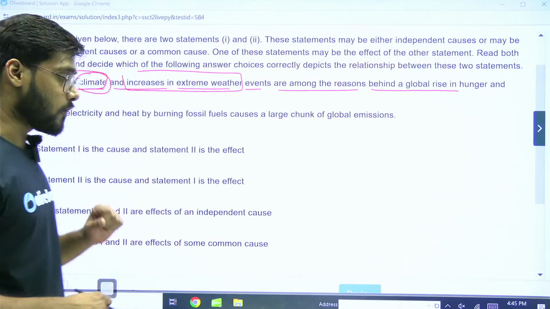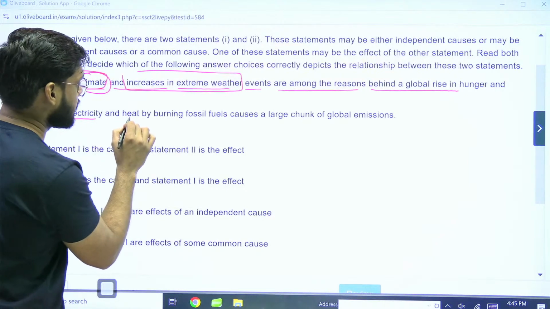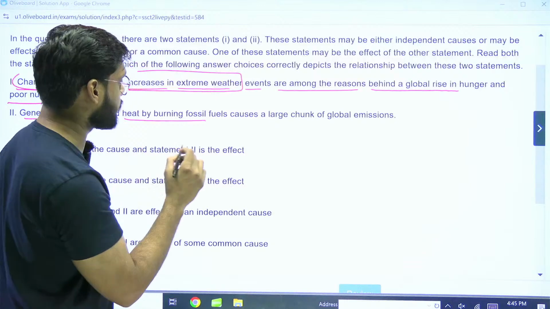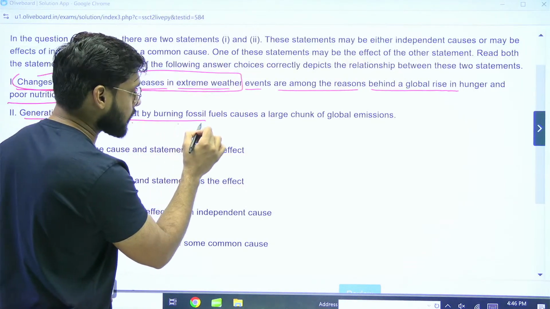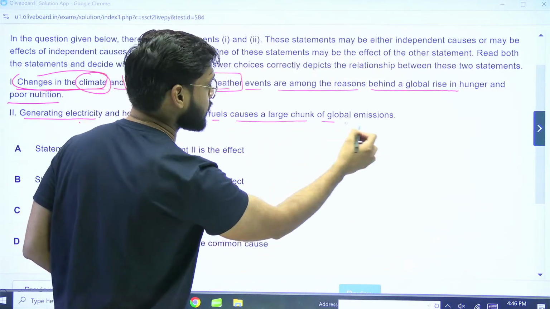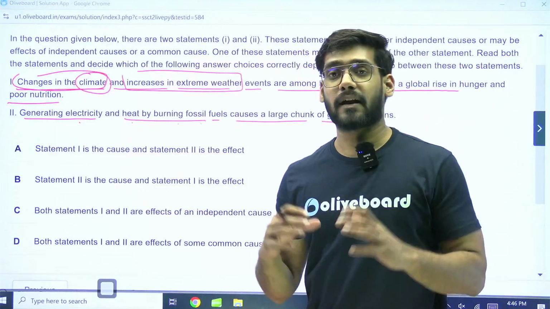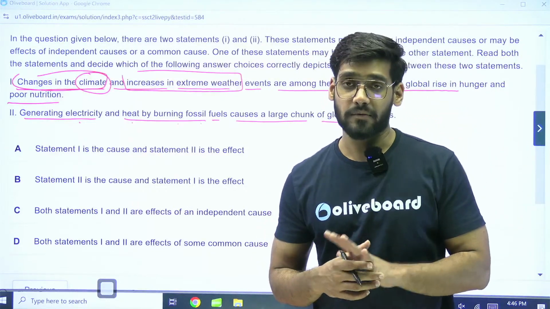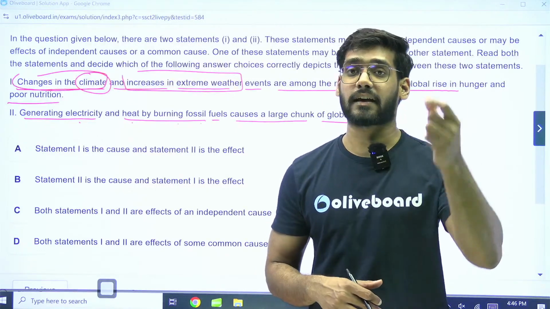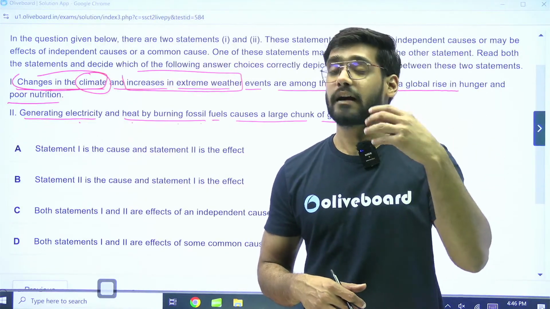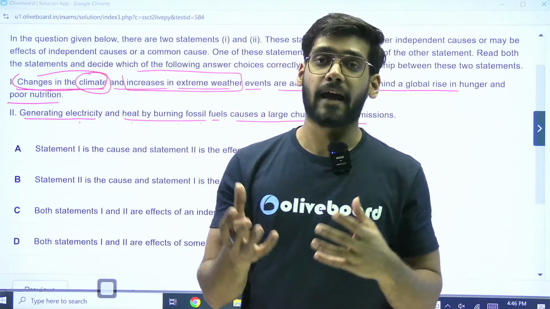Okay, so this is one statement. The second statement is: generating electricity and heat by burning fossil fuels causes a large chunk of global emissions. If there will be a large chunk of global emissions, it will directly affect our weather. It will definitely affect our environment. It will definitely bring change to our climate and the weather conditions as well.